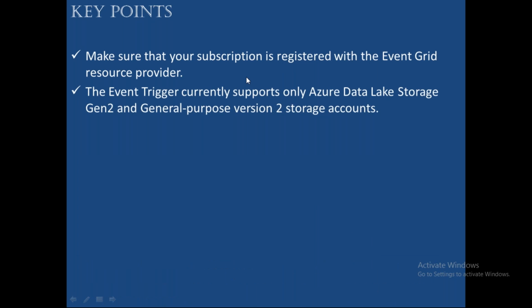Next, the event trigger currently supports only Azure Data Lake Storage Gen 2 and general purpose version 2 storage accounts. What it means is, if you add a new file into Data Lake Storage Gen 2, then you can run a pipeline. When you add a new file into a storage account V2, you can run a pipeline. But if you add a file into Data Lake Storage Gen 1, you cannot run an event-based trigger. Meaning, event triggers will support only Azure Data Lake Storage Gen 2 and general purpose version 2 storage accounts.